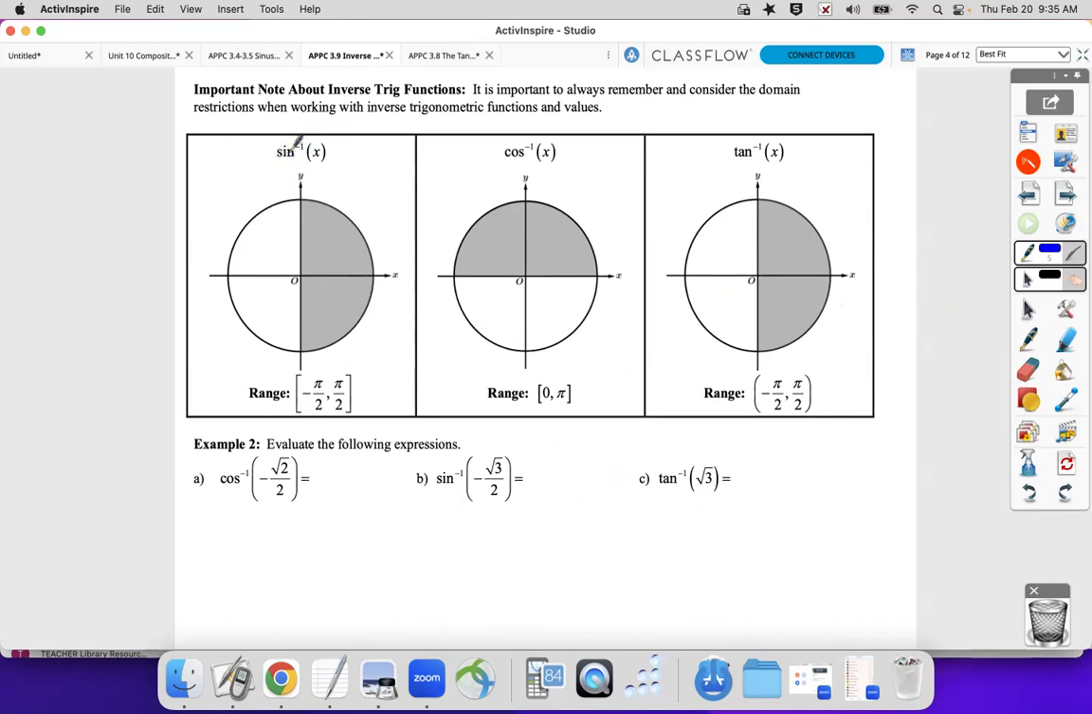I love this graphic because the sine is from negative 1/2 pi to positive 1/2 pi. Remember, negative swings this way and positive swings this way. And the cosine is from 0 all the way to pi. And the tangent, because you can't include the negative pi halves and the pi halves, starts at some boundary just beyond those and goes up to this. So now what they're saying is evaluate the following expressions.